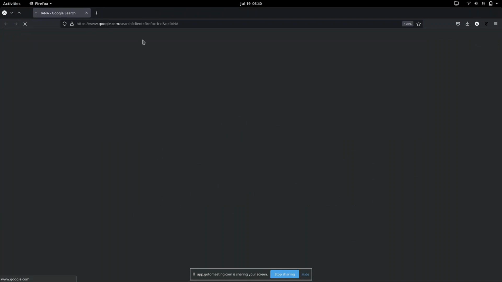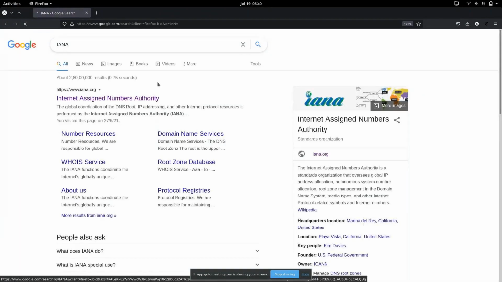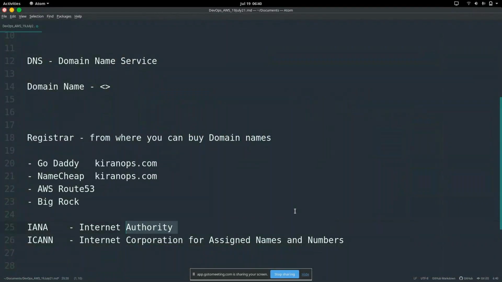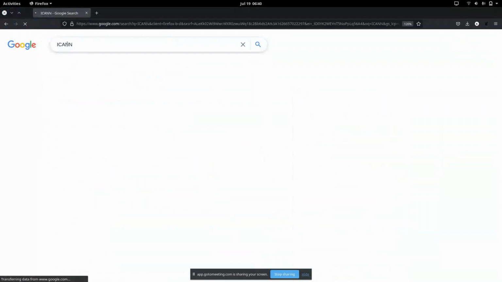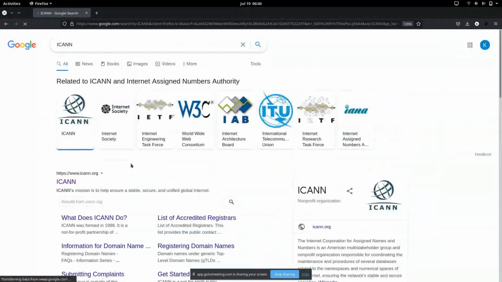IANA, Internet Assigned Numbers Authority. Sorry, Assigned Numbers Authority. So this deals with IP addresses. Whereas ICANN, which is Internet Corporation for Assigned Names and Numbers, this deals with all the domain names. So these are all non-profit organizations.